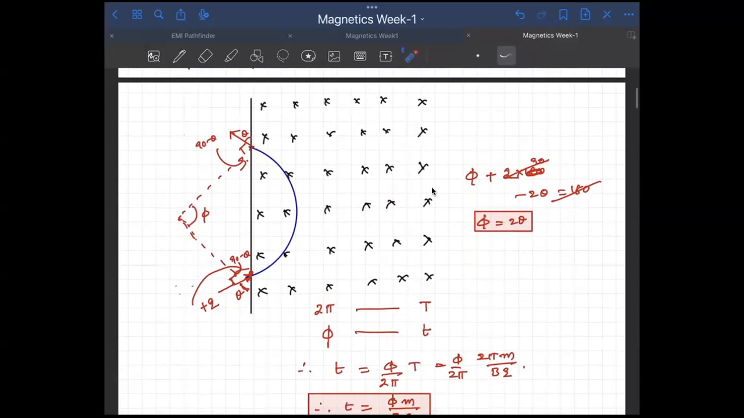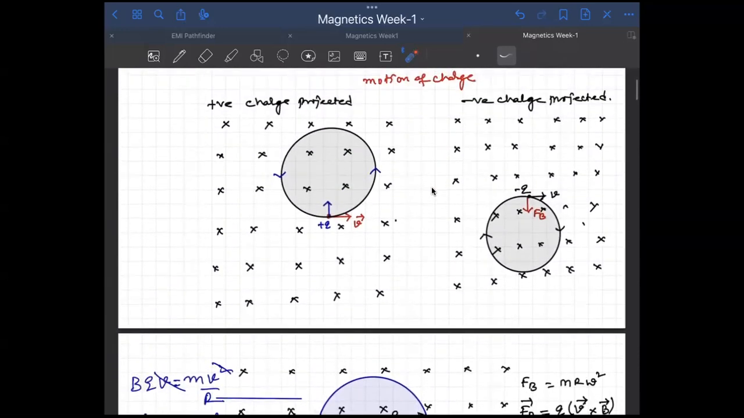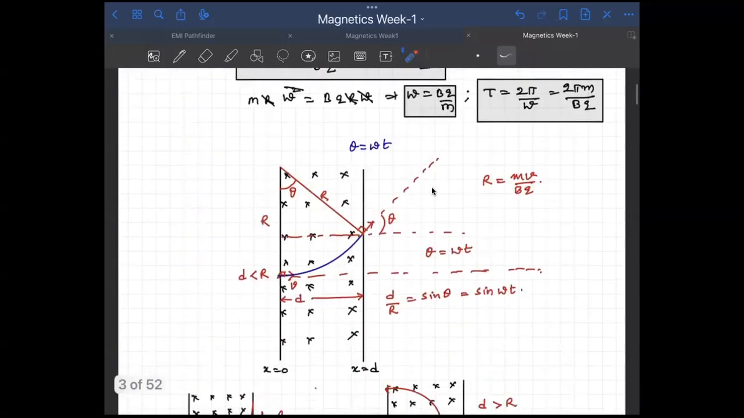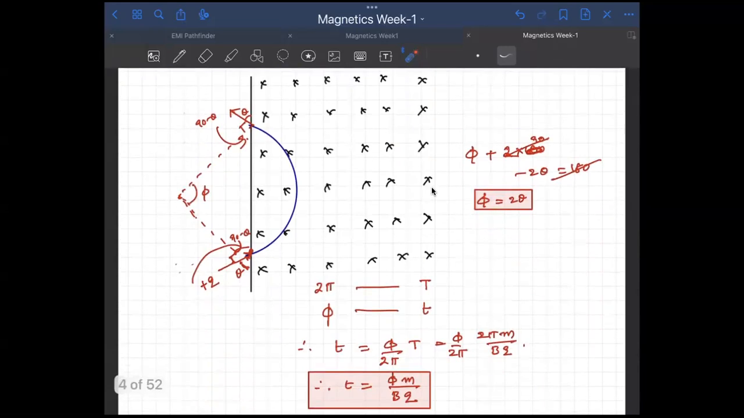Now there is another case related to the same. Previously, for introduction purposes, I had the complete region filled with magnetic field. Left, right, top, bottom, everywhere you go, you have magnetic field. Now I have restricted the magnetic field to certain regions. To my left, there is no magnetic field at all. To my right, there is a continuously uniform magnetic field. In such a situation, I have projected a charge like this, and it makes an angle theta.